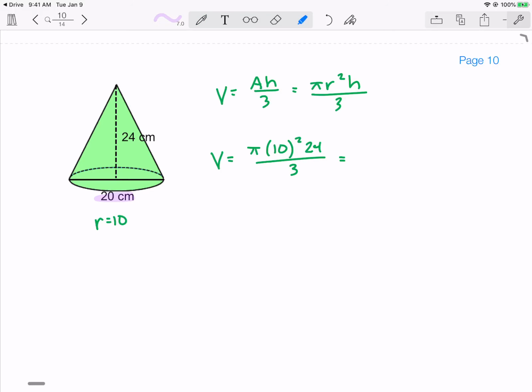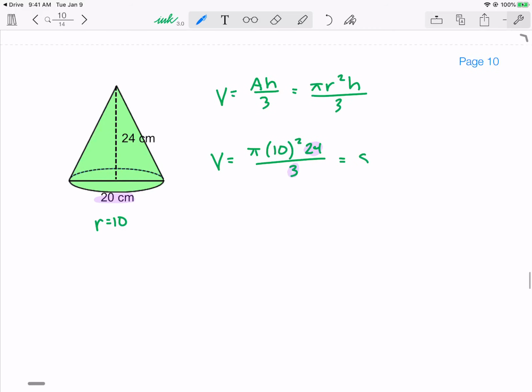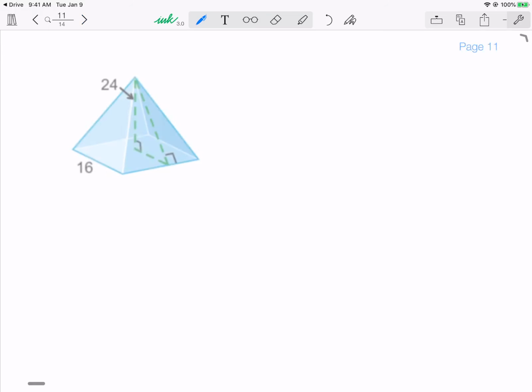So in my brain, I do 24 divided by 3 is 8. And I know 10 squared is 100. So 8 times 100 is 800 pi. And my units are cubed. But if I want to type 800 pi in my calculator, it gives me approximately 2,513.27 centimeters cubed. So again, this is your exact answer. And this is an approximate answer to the nearest hundredth, or 2 places after the decimal.